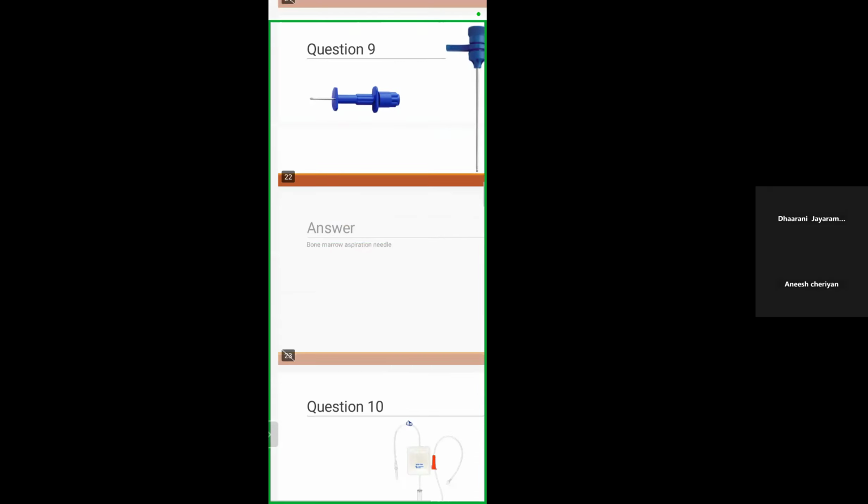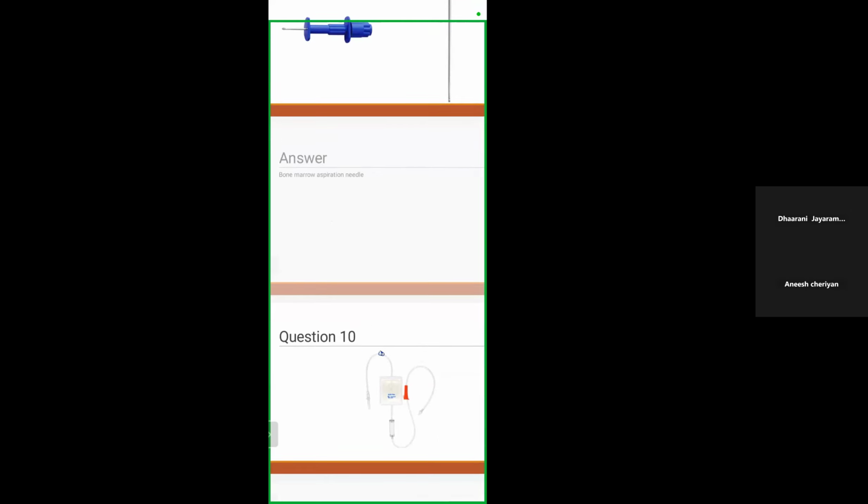So what is this instrument? This is again related to thalassemia. This is like an infusion set, which is connected to the blood bag. And there is something in between through which the blood gets filtered and then goes to the patient. So what is that white pouch that is seen? Someone has answered leukocyte filter. Great answer. So leukocyte filter is the correct answer.